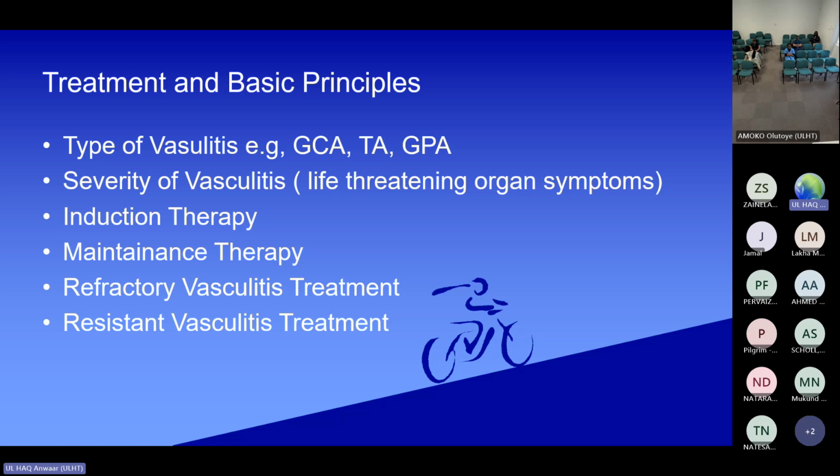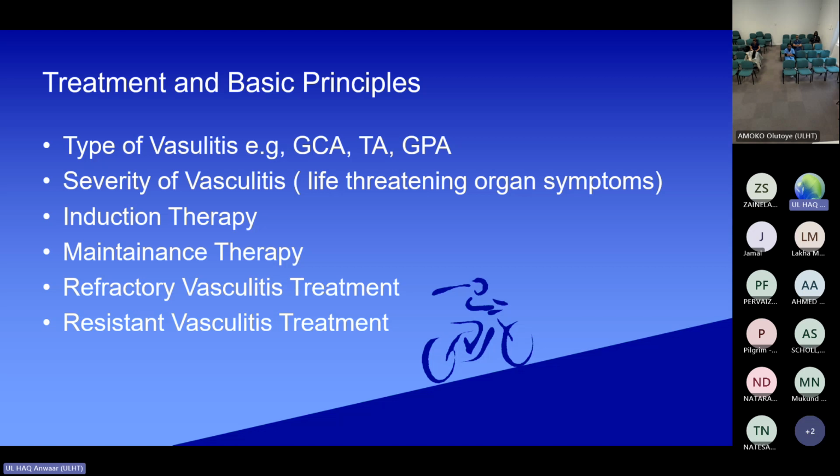And the next is maintenance therapy. Once we have done the induction, and the patient is in remission now, we need to keep the inflammation under control, and we call that maintenance therapy. That can be done with different DMARDs if it's a less life-threatening condition, or it can also be done with biologics or with cyclophosphamide.